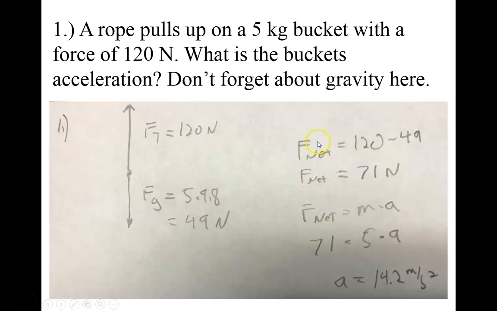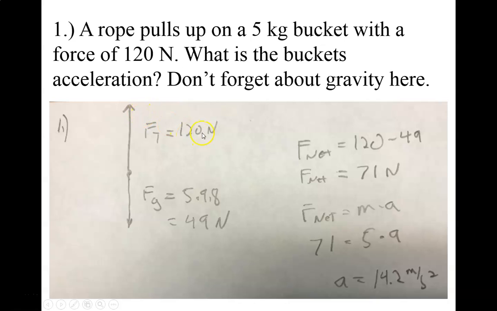Okay, let's look at a few more examples here, and then we'll be done for the day. Let's see. We've got a rope that pulls up on a 5 kilogram bucket with a force of 120 newtons. So I'll draw my little free body diagram here. So I've got 120 newtons up, okay, and what's the bucket's acceleration?